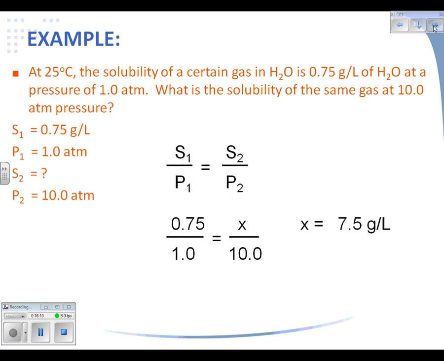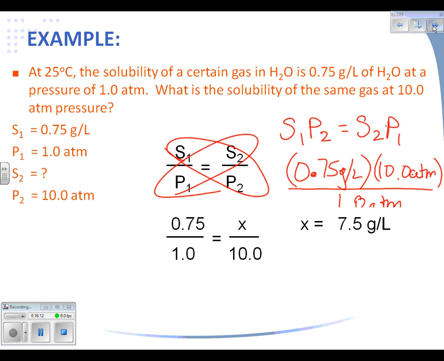And then I'm allowed to have two significant digits because of my 0.75 and my 1.0. So my answer should be 7.5 grams per liter. So then that would be my answer. That's my new solubility. Okay.